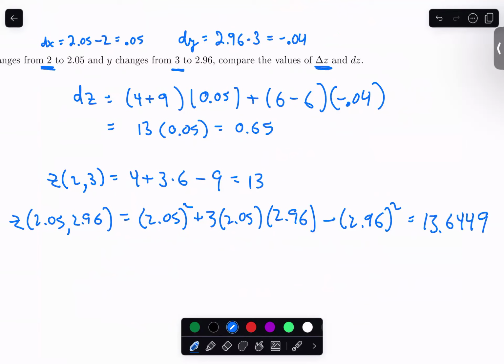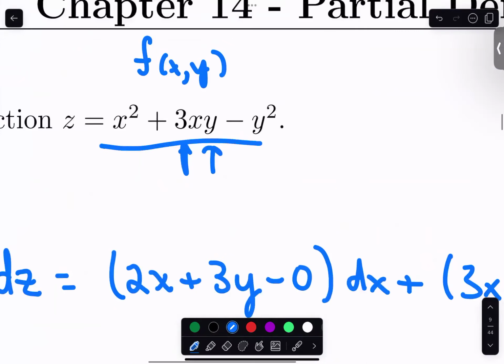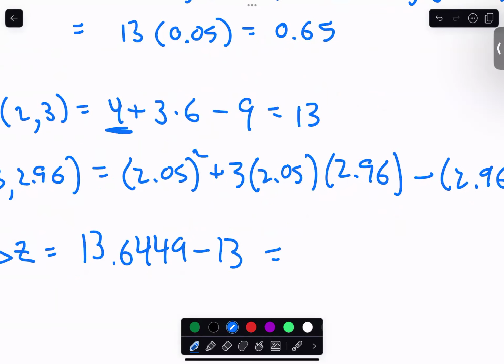13.6449. Hopefully, maybe someone else can verify for me that you get this as well. Anyone able to confirm? Which one? 2.05. Oh, so it says I should take x and square it. Yep, so I'm plugging those things in. That's also why there's a 4 here.